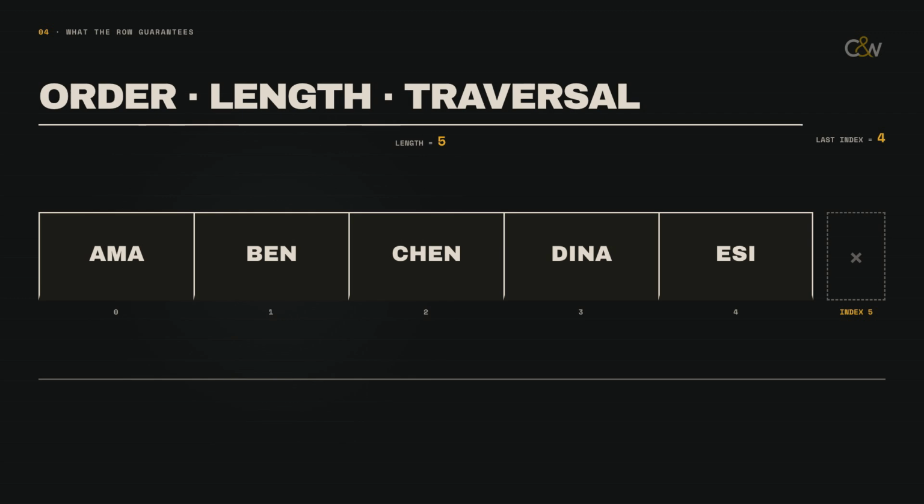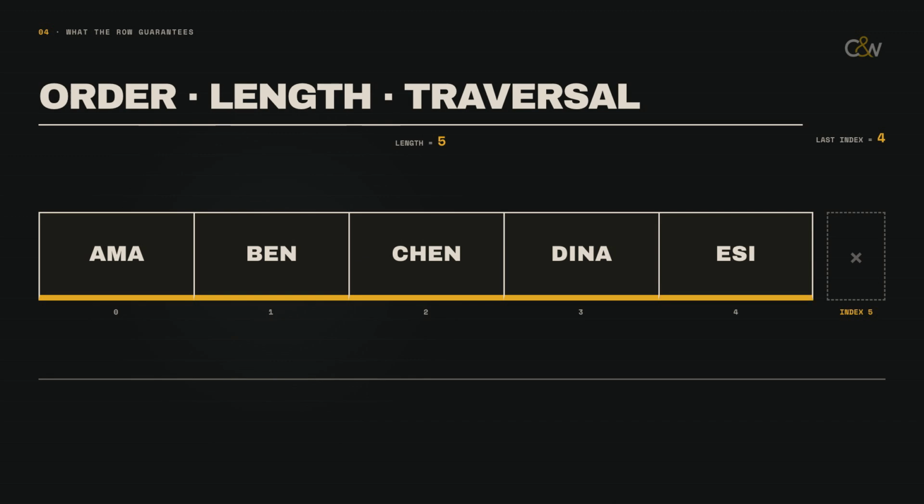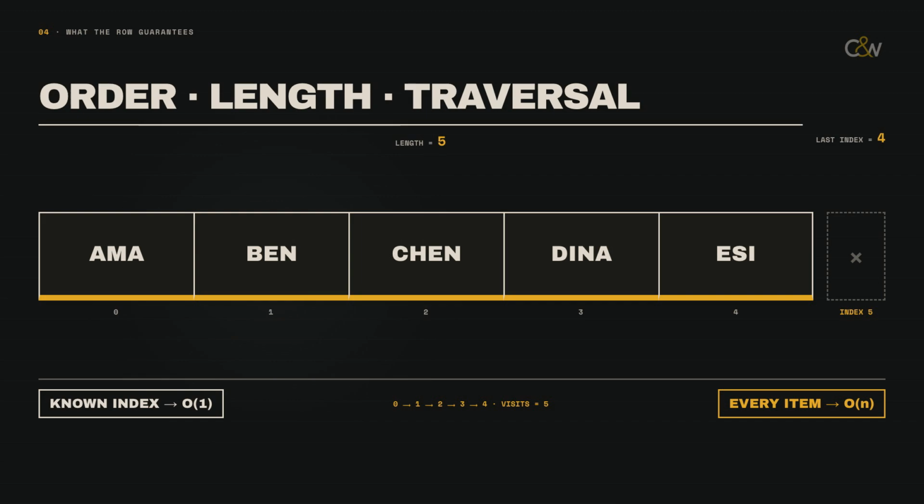Order also makes arrays easy to traverse. Start at index 0, read the value, increase the index by 1, and repeat until you reach the length. Visiting every item takes more work as the array grows. 5 items need 5 visits. 1 million items need 1 million visits. Traversal is O of n. Notice the difference. Reaching one known position is O of 1. Walking through every position is O of n. Same array, different operation, different cost.